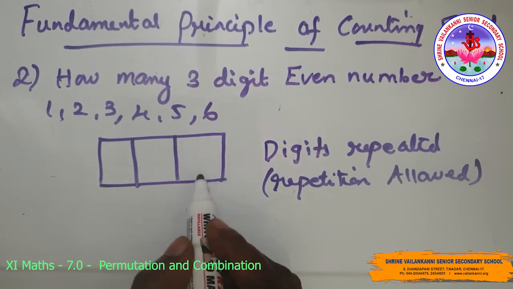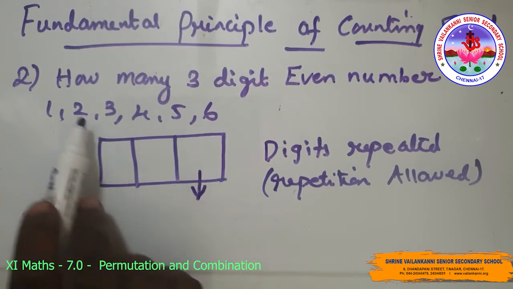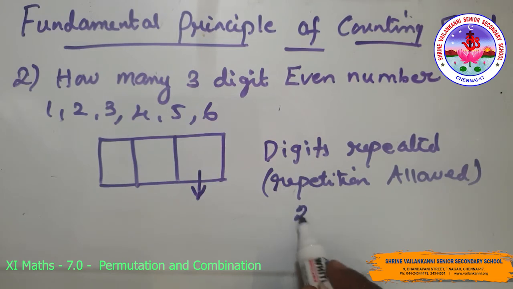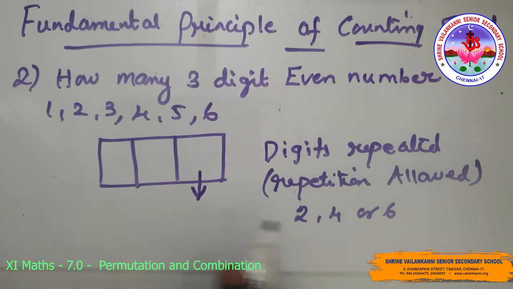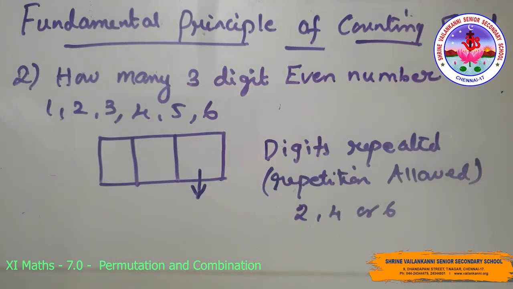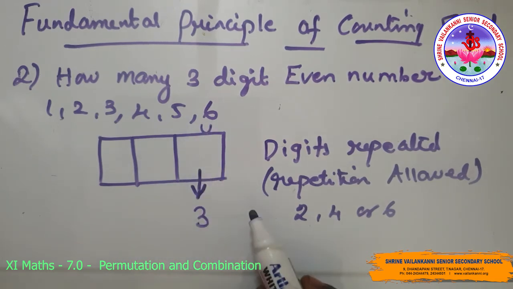So the units place should be an even number. It can be filled by 2, 4 or 6. So the units place can be filled by the even numbers 2, 4 or 6, so that we can form a 3-digit even number. So there are 3 even numbers, so the units place can be filled in 3 ways.